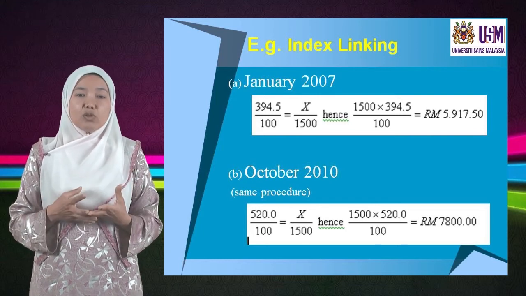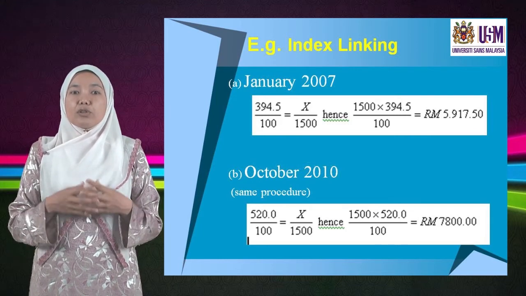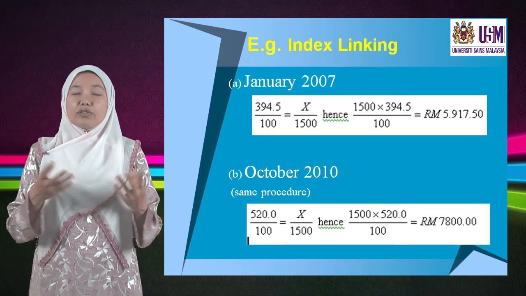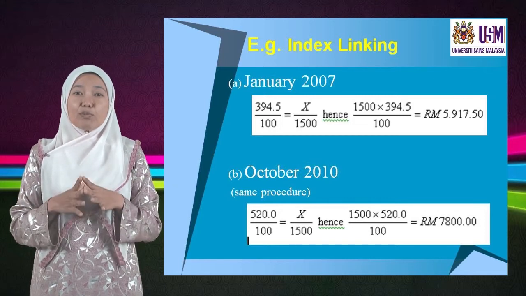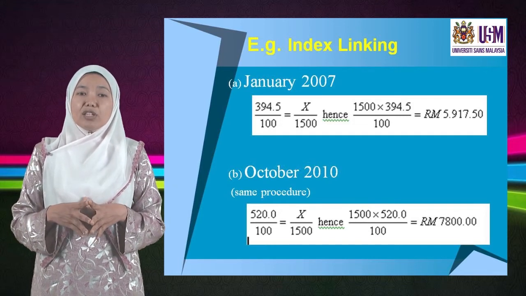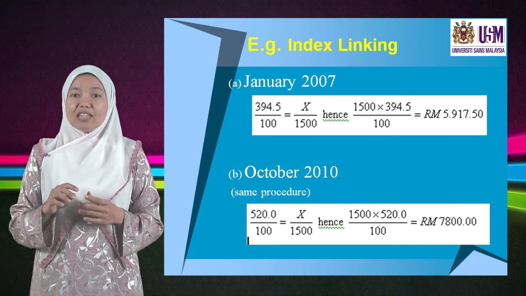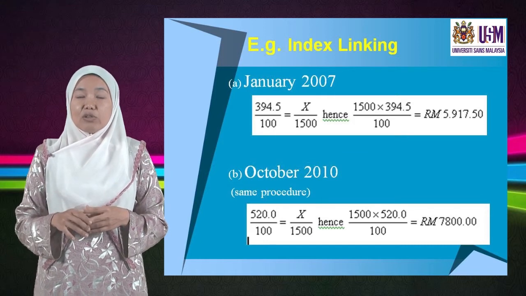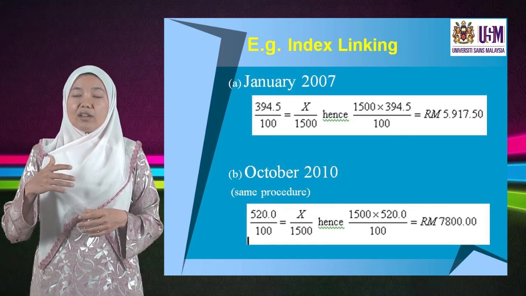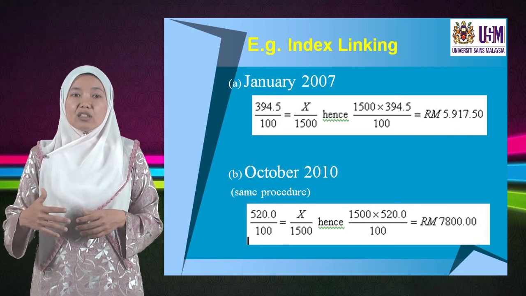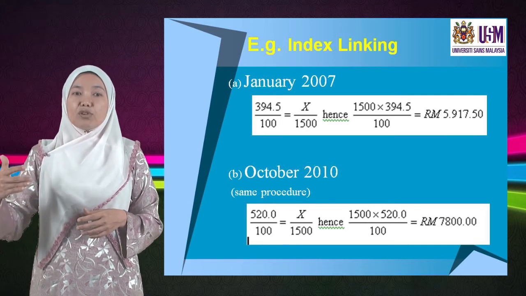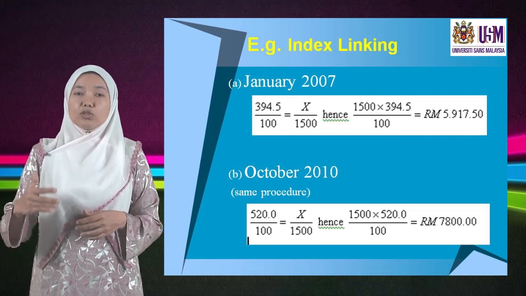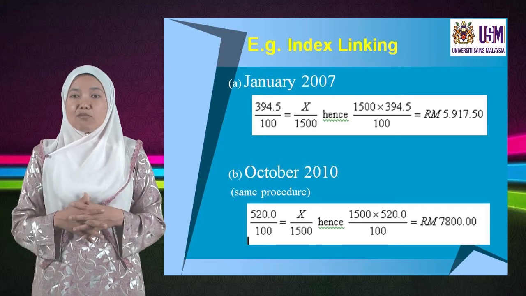So x is the unknown, so rearrange your equations. Bring 1500 to the left hand side of the equation. So 1500 multiplied by 394.5 divided by 100 will give you your wage, which should now increase to 5,917.50. This is to consider that the price has increased from 100 to 394.5. There is a lot of increment over the years, so your wage also should increase a lot, by the same ratio.